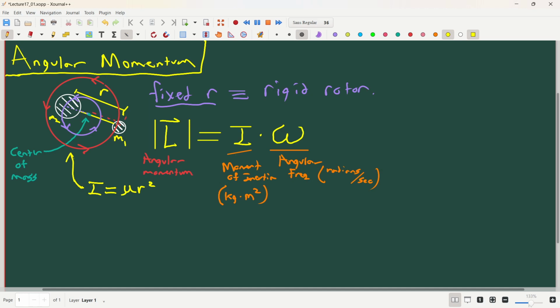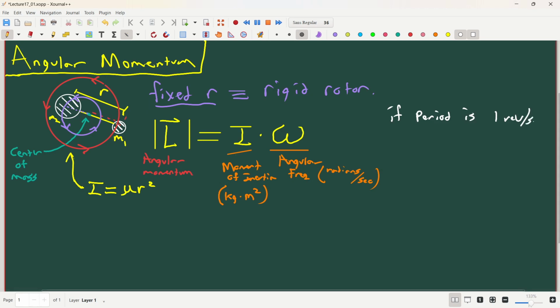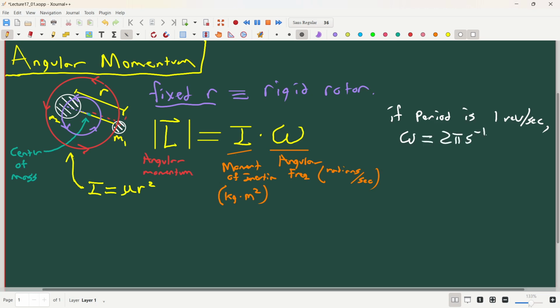And angular frequency is literally that. How fast is the system oscillating in time? In other words, a full rotation is 2 pi radians, right? If it rotates 360 degrees, that means it's gone 2 pi radians. Angular frequency tells you how many radians it moves per second. Just as an example, if the period is 1 revolution per second, so it goes through 2 pi per second, then omega is 2 pi radians per second.